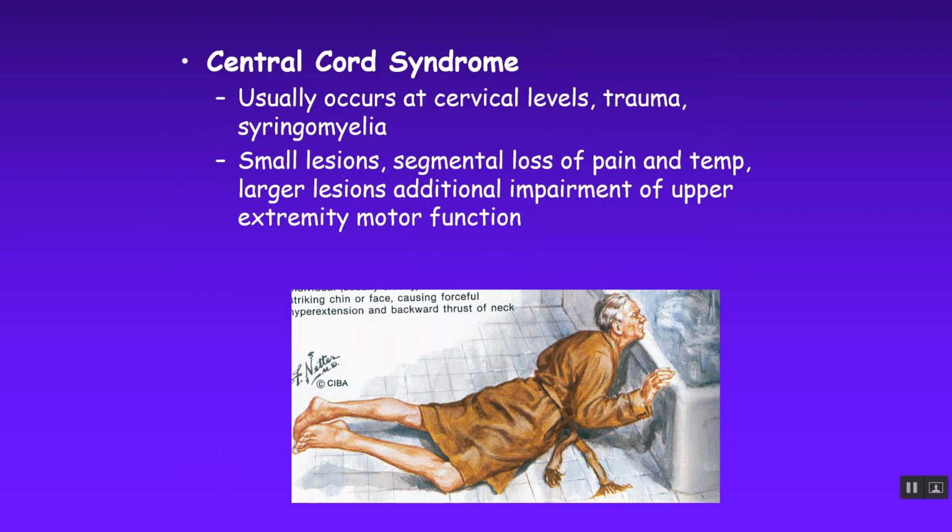So central cord syndrome usually occurs at cervical levels; that is the most common place to get a central cord injury. The cervical spine has a lot more movement than your lumbar spine, and spinal cord injuries are more common in the cervical spine in general. Certainly central cord lesions are much more common at the cervical level than at the lumbar or thoracic levels. You just have a lot more hypermobility in your cervical spine.